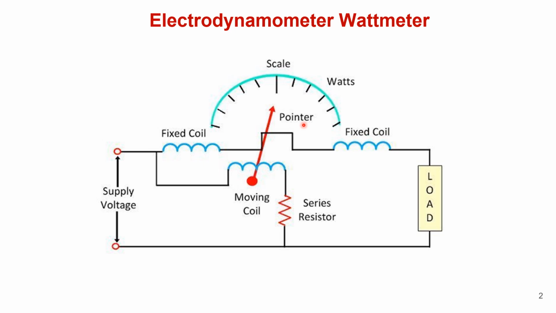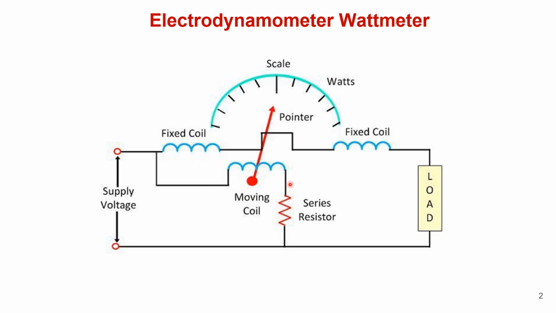As the reversal of circuit current reverses the current in both the current coil as well as the potential coil, the direction of the deflecting torque remains unchanged. So under this condition, it is useful to measure power in both AC as well as DC circuits.